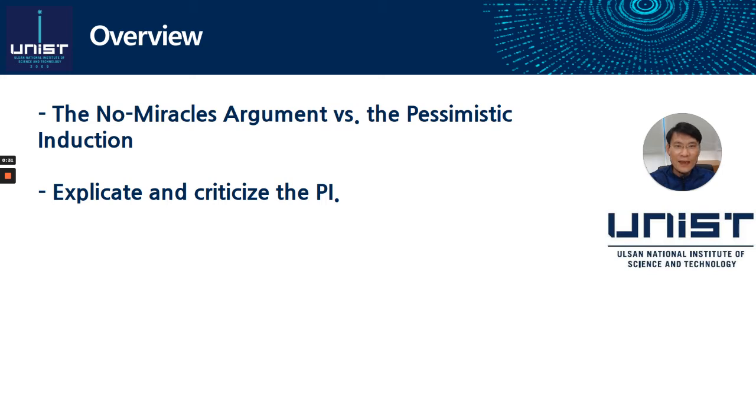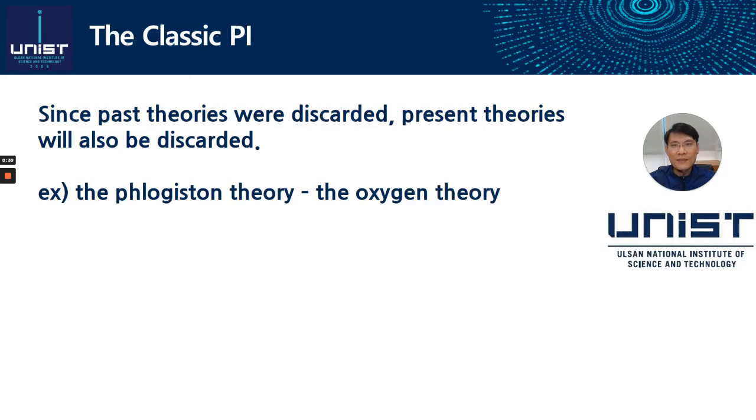In this chapter, I explicate and criticize the pessimistic induction, which is regarded as the strongest argument against scientific realism. There are many variants of the pessimistic induction, or many pessimistic inductions in the literature. The common ancestor of all those variants is what I call the classic pessimistic induction. The classic pessimistic induction holds that since past theories were discarded, present theories will also be discarded. For example, since the phlogiston theory was abandoned, the oxygen theory will also be abandoned.